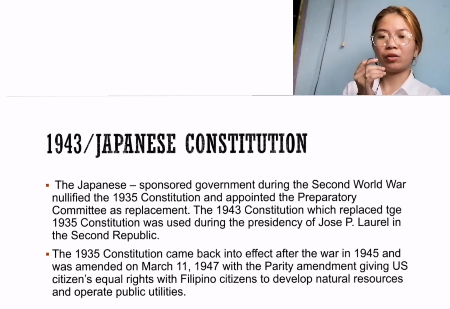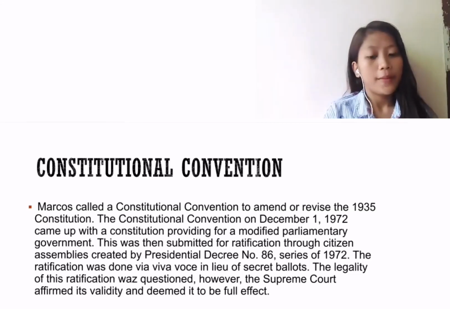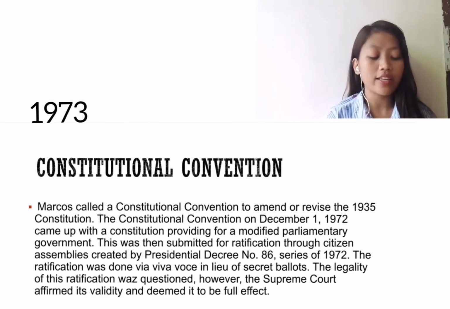So when Japan surrendered to America, President Laurel dissolved the 1943 Constitution at ibinalik ang 1935 Constitution at Commonwealth Government. All the laws and regulations stated in the 1943 Constitution were dissolved at naibalik ang 1935 Constitution at Commonwealth Government sa Pilipinas. Marcos called a meeting to revise and amend the 1935 Constitution to make it more fair to everyone.